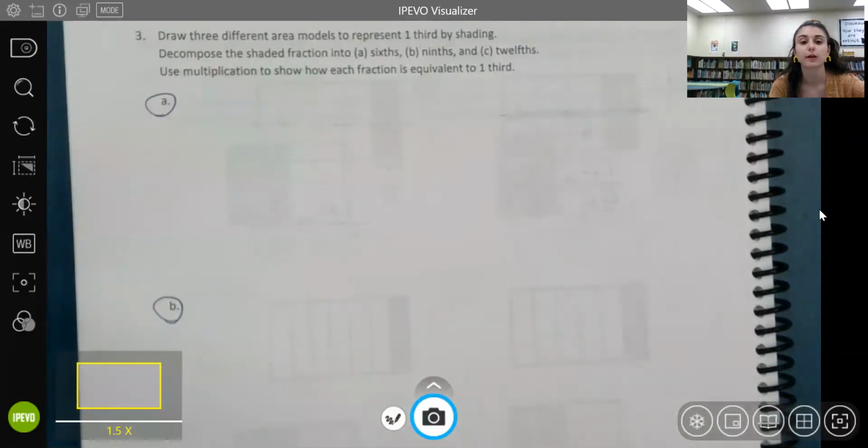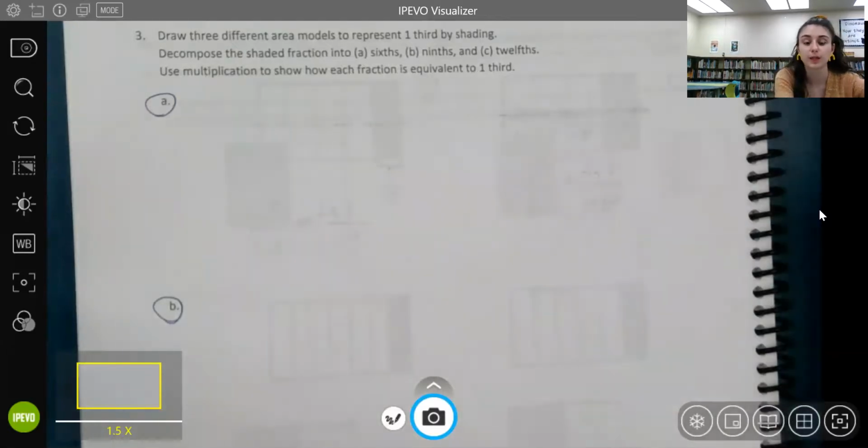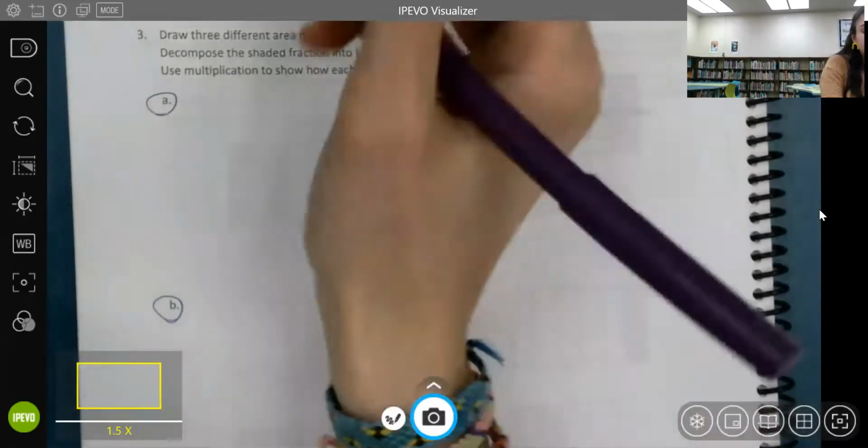It says we should draw 3 different area models to represent 1/3 by shading. So the first thing we should do is draw our model that represents 1/3. So I want everyone to think, close your eyes and think, how many boxes will we have when we draw a model to represent 1/3?